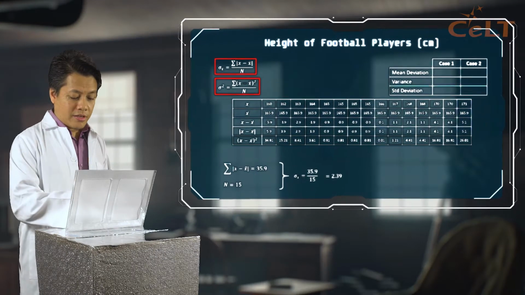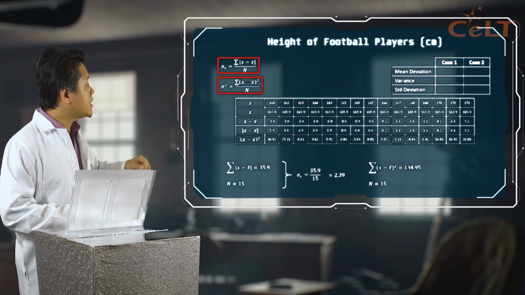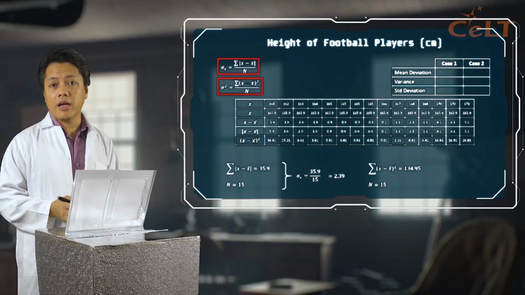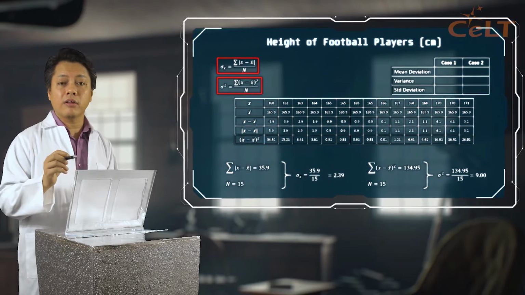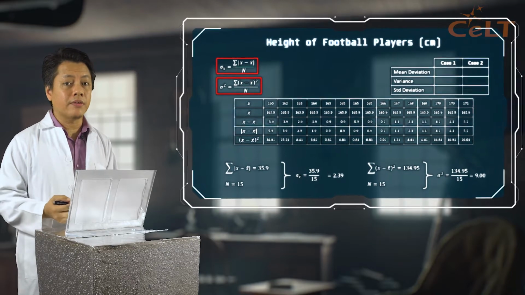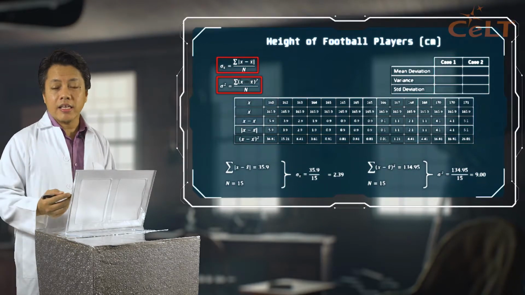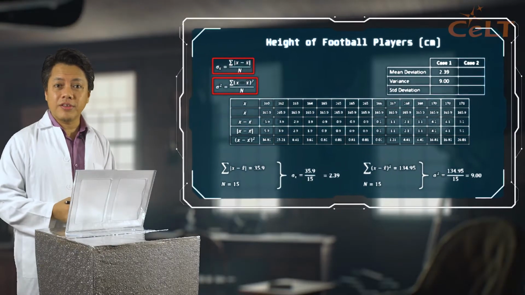And the last step is to sum up the fifth row, and that will give us 134.95. Because the number of data points is 15, dividing 134.95 by 15 gives us 9. And 9 is the variance. And let's update our table. And now the standard deviation.